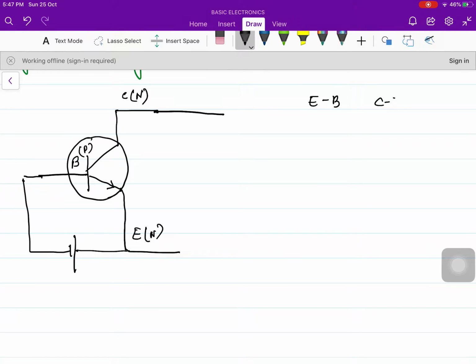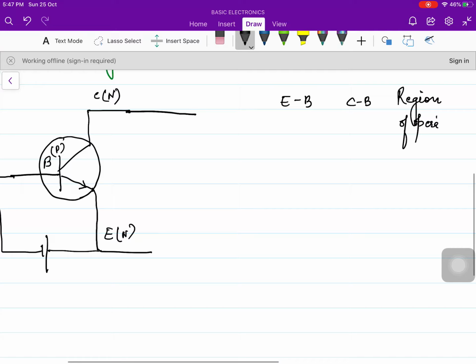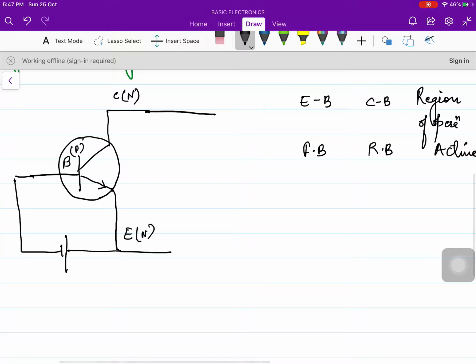emitter base junction, collector base junction, and the region of operation. So emitter base junction forward bias, collector base junction reverse biased, active mode. So now we want only this. Here collector base junction is reversed, but we are having collector and emitter. So we have to find this collector base junction. We have to search for this. Here you did not find collector and base, but you find collector. So put the battery accordingly.